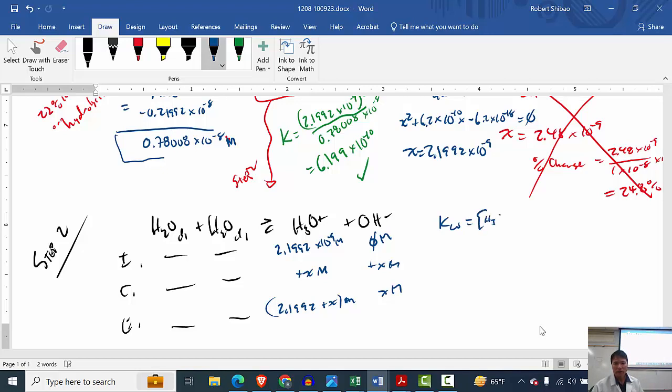This is going to equal the hydronium concentration times the hydroxide ion concentration, which is 2.1992 times 10 to the minus 9 plus X, times X. All right, Kw is quite small. It's 1.0 times 10 to the minus 14.